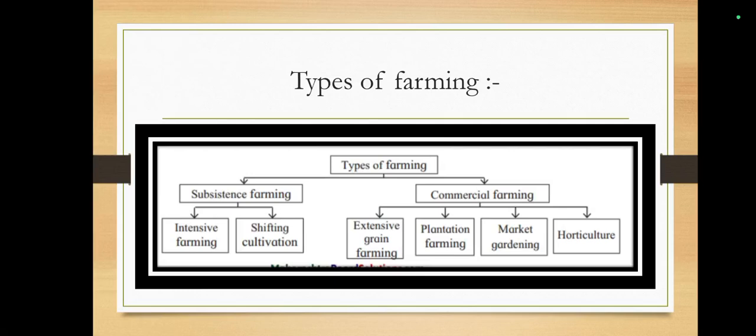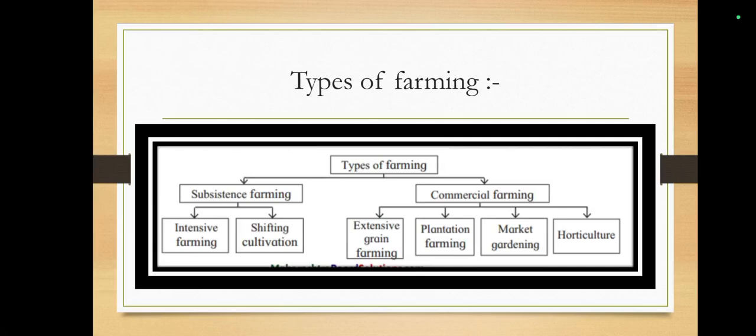The farmer initially selects a piece of land in the forest. In order to make it cultivable, he clears the land by cutting down the trees and plants, removing the shrubs and grass. Once the cut trees dry out, he burns them. The leftover ash gets mixed in the soil and acts as a manure. Sowing and harvesting is done before the rainy season.